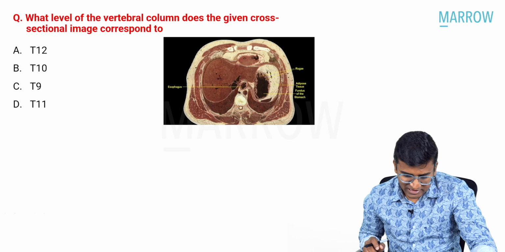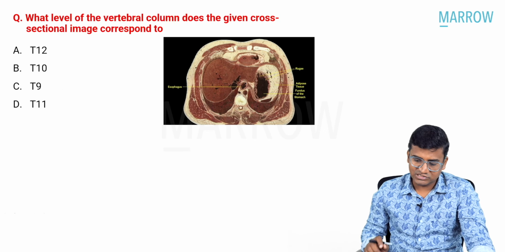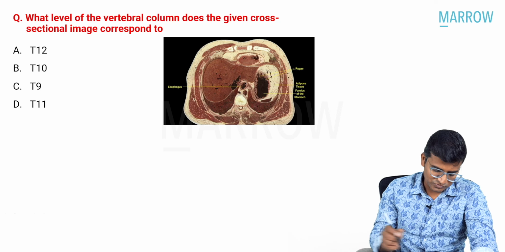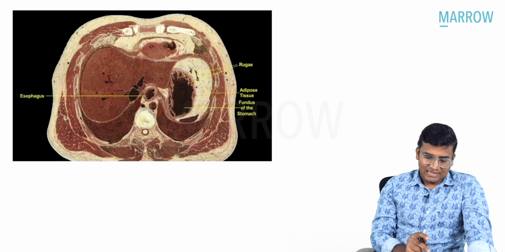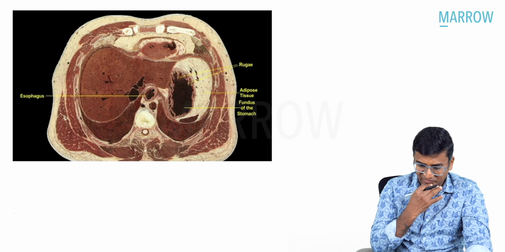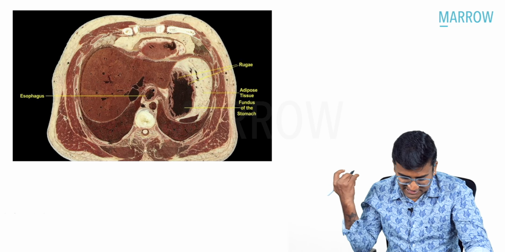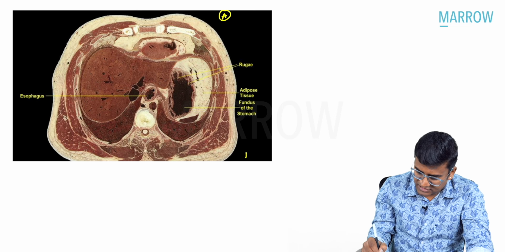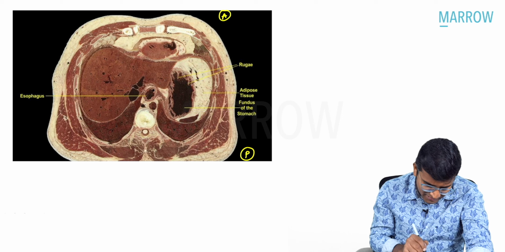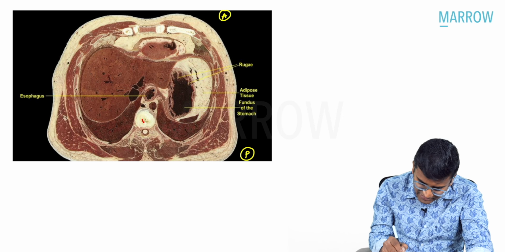Now, which vertebral level does the given cross-sectional image correspond to? So you see this section. Again, in the recent INI-CET exam, we are getting one question from the cut section. So now this is a cut section. This is anterior and this is posterior. When I say posterior, it's because in the posterior, I am seeing the vertebra.